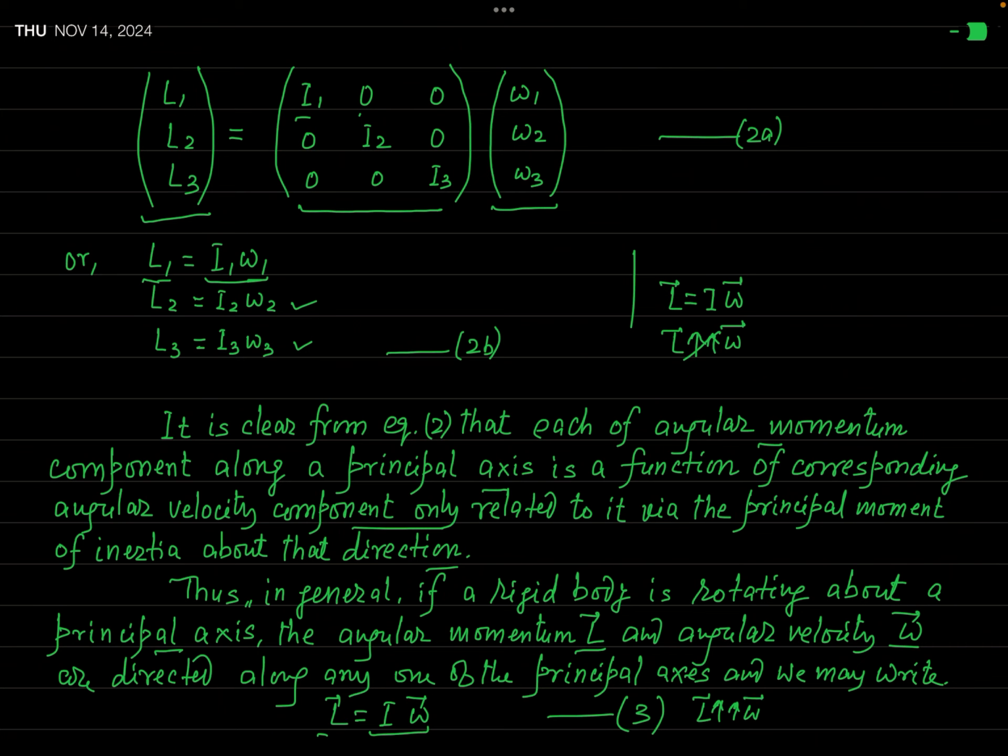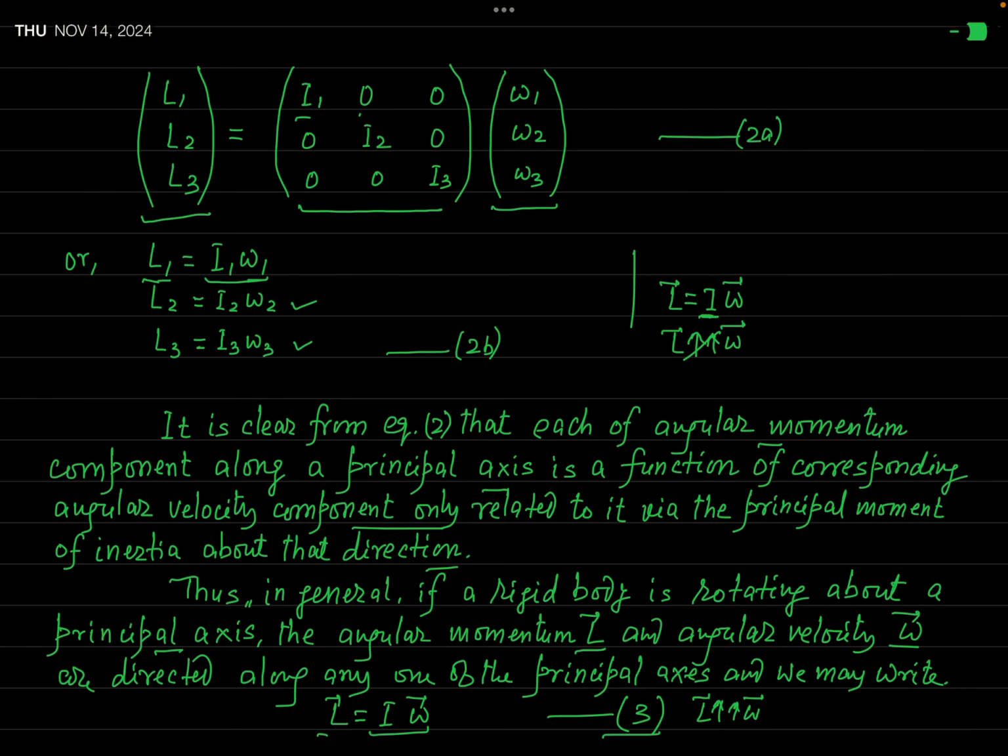Why now can we say that angular momentum is along the direction of angular velocity vector omega, but in the previous case L was not in general directed along the direction of omega? What's the difference? Actually, the meaning of I in the present case and in the previous case is different. Why is it different? Actually, in the previous case, this I was a second order tensor. Okay, that was a tensor, neither a vector nor a scalar. But in this equation 3, this I is a scalar. So when you define the inertia tensor with respect to a principal axis, then it just behaves like a scalar quantity.